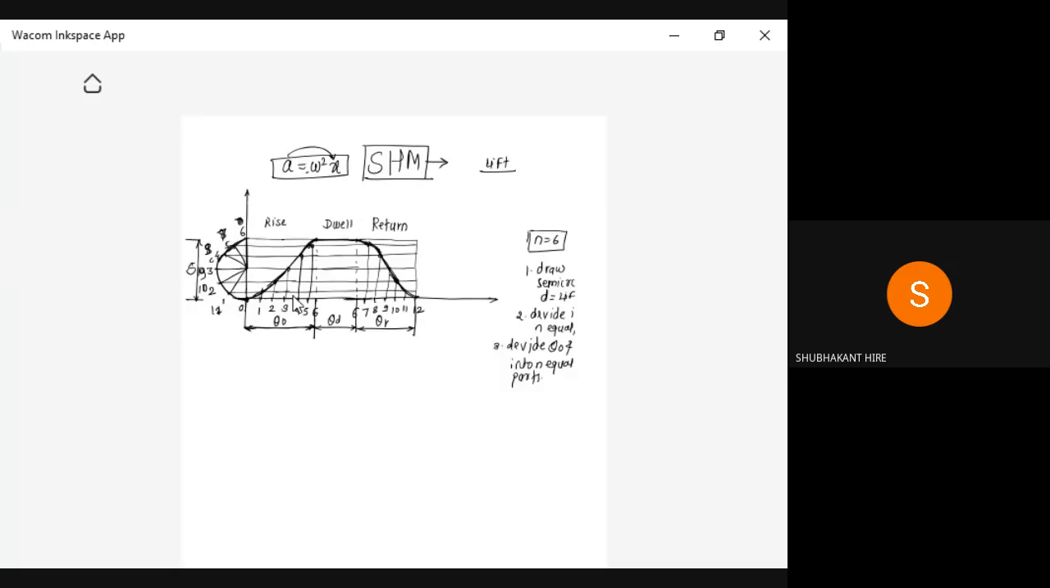Draw lines parallel to x-axis passing through the semicircle points 1, 2, 3 respectively, and on x-axis the points 1 to 3 parallel to y-axis. Join these points and draw a curve through these points. Okay, good. That's what I'm expecting. I hope others also, those who are concentrating, they might get this.